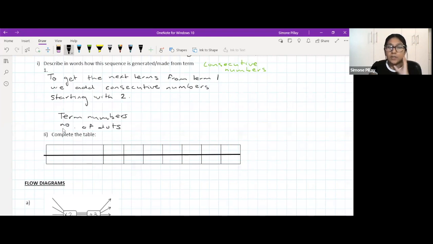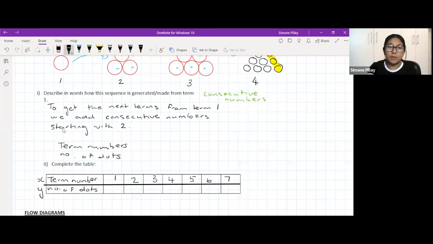So what do I think? I think my number of dots depend on the term number I'm at. So that means my number of dots is going to be my y, and my term number is going to be my x. Cool. So term number 1, 2, 3, 4, 5, 6, and 7. Number of dots, let's scroll back up quickly.